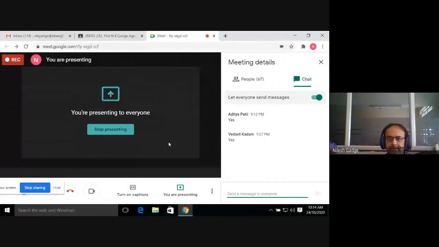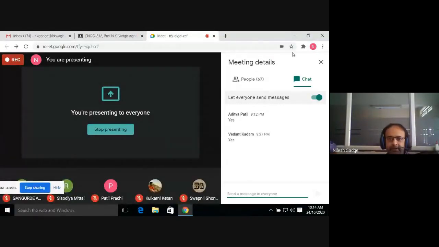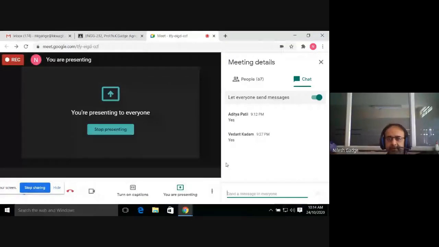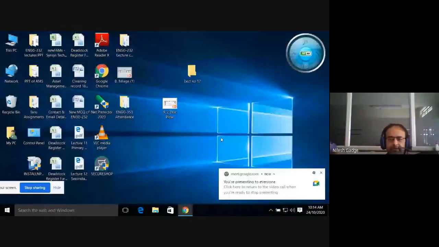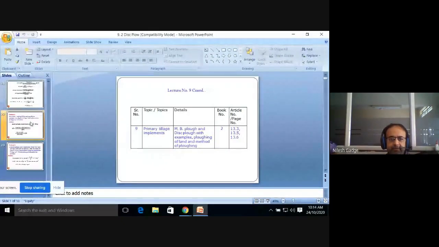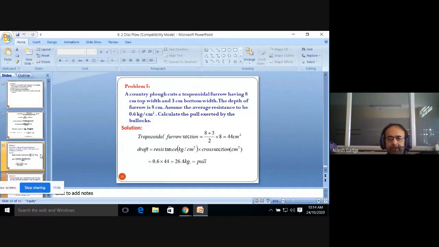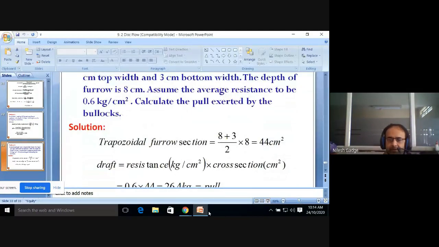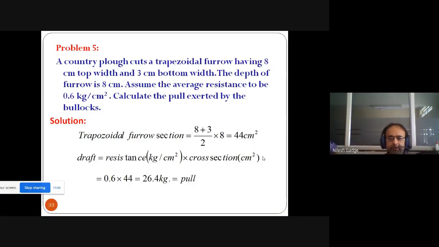Now we'll solve some examples. Just wait for a while. We have to solve the examples from the plow. We have just solved one example, I think. Now we will solve this easy example first. It may be visible for you. Now write down the example in your notebook. I will tell you how to solve this one.